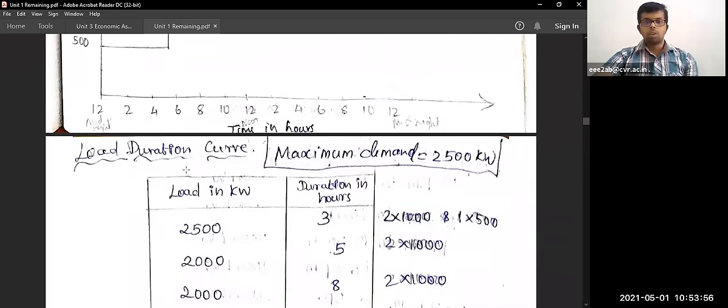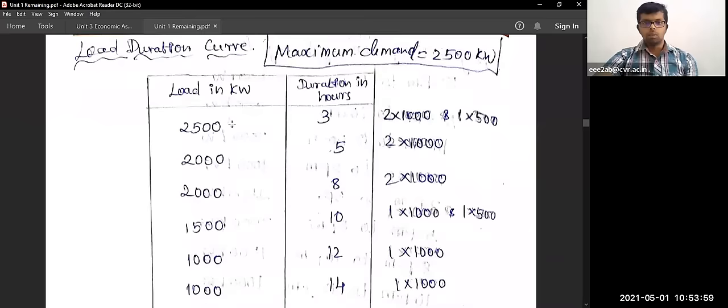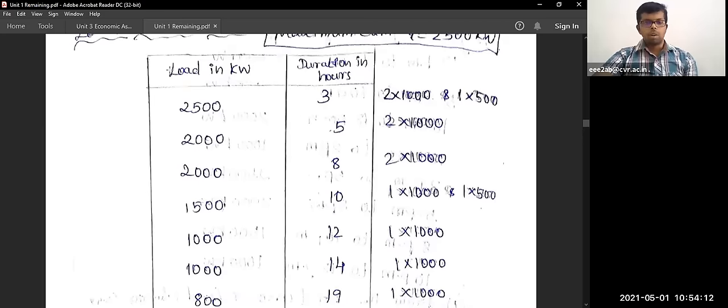Next, coming to the load duration curve. We have to form a small table for easy working, without any confusion. This table will not take more than 1 minute. Here I have taken load in kilowatt and duration in hours. Very important here: this is duration in hours, not time in hours.